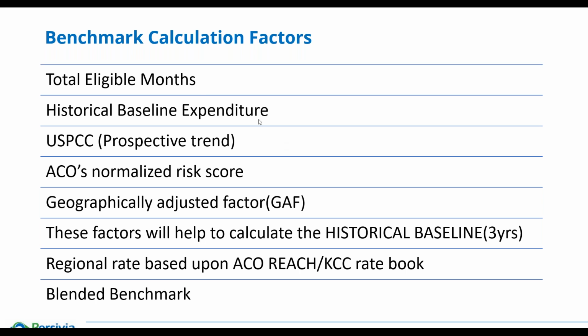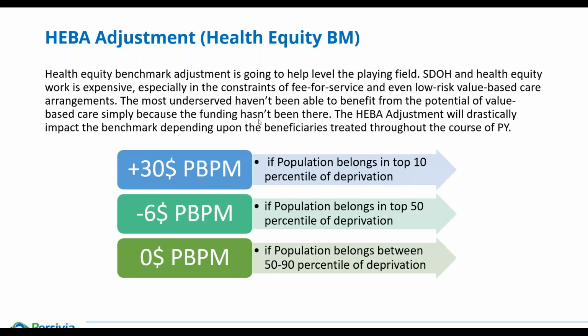Now, talking about the health equity benchmark adjustment. We have spoken about it so much, right? So what is the financial impact of the health equity benchmark on the ACO Reach? What CMS is offering us is that if you serve the population that belongs in the top 10 percentile of the area deprivation, they provide us with an additional $30 per beneficiary per month, and they add it to our benchmark.